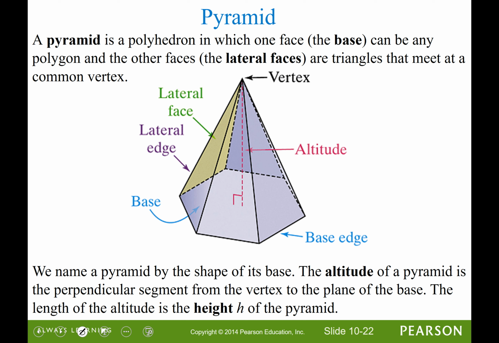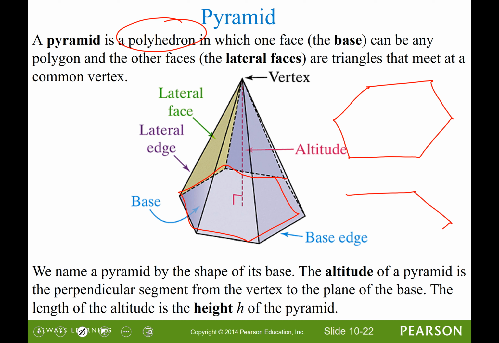All right, what is a pyramid? A pyramid is a polyhedron, so remember that it's a three-dimensional solid in which one face is the base this time, just one face, which we call the base, can be any polygon, and the other faces, which we call the lateral faces, are triangles.